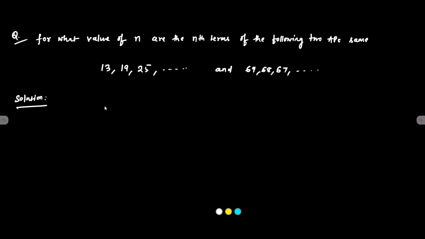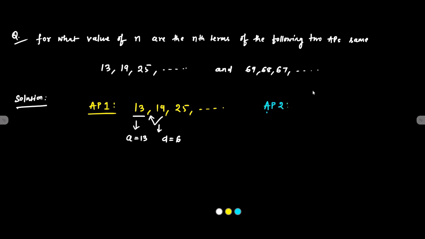So here the first AP, we will call it AP1, it is 13, 19, 25 and so on. Here the first term is equal to 13 and the common difference is equal to 6. Now for AP2, we have 69, 68, 67 and so on. Here the first term is 69 and the common difference is minus 1. The first is an increasing sequence, the second is a decreasing sequence.